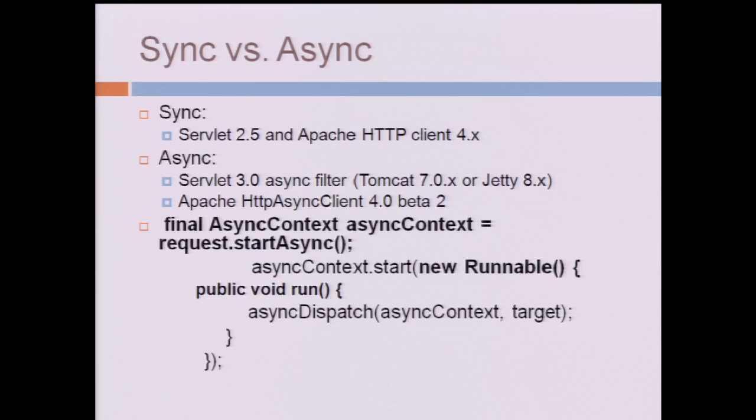So we also experimented a little bit between an event-driven proxy and a synchronous proxy. I played a little bit with Tomcat 6 with the Servlet 2.5 engine, using the Apache HTTP client directly. And I also used Tomcat 7, which supports Servlet 3.0, and the Apache HTTP asynchronous client, the beta 2. So here's a little bit of code if you want to do it in the asynchronous fashion.